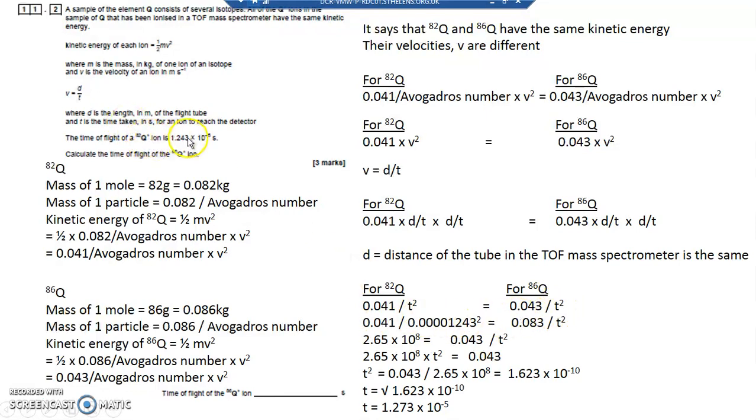But I have been given the time of flight, 1.243 times 10 to the minus 5 seconds for 82. So I've substituted that in now, and I've calculated this. 2.65 times 10 to the power 8 equals 0.043 divided by t squared. That's an error there, it should be 0.043, not 0.083, sorry. And so t squared is 0.043 divided by 2.65 times 10 to the power of 8, 1.623 times 10 to the minus 10. That's t squared. Square root it. T is 1.273 times 10 to the minus 5 seconds.